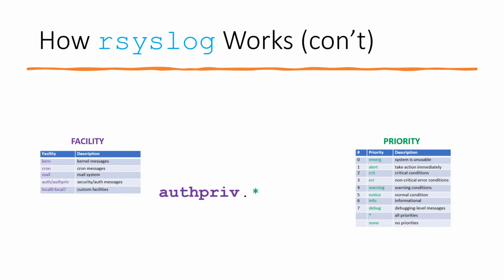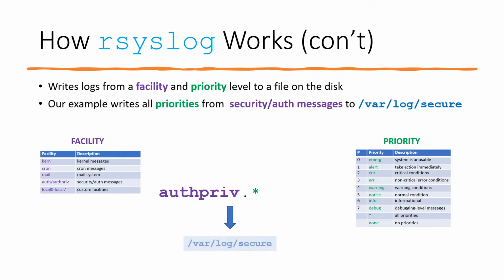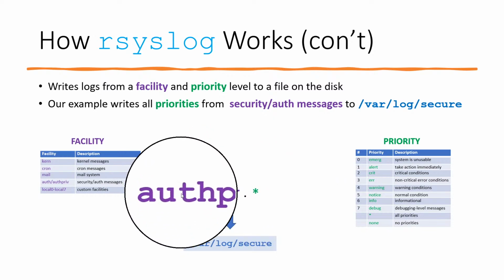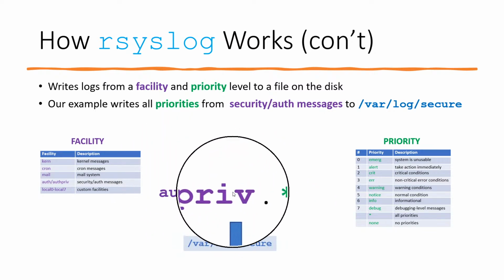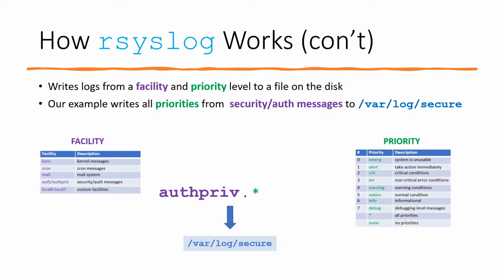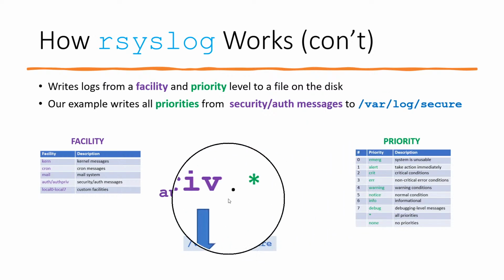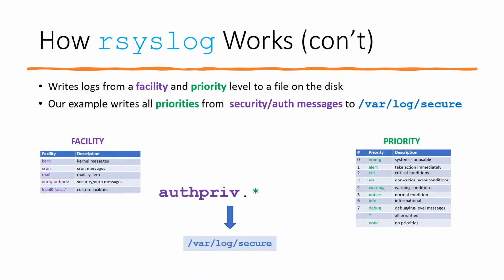And so auth_priv, if we're looking at this again, writes logs from a facility and a priority to a file on the disk. Our example writes all priorities from security and auth messages to /var/log/secure. So in this example, we give authpriv.*, we're saying we want to log all the private security messages of all priorities, and we're going to put them in a file called /var/log/secure. And that's actually how syslog is configured right now.